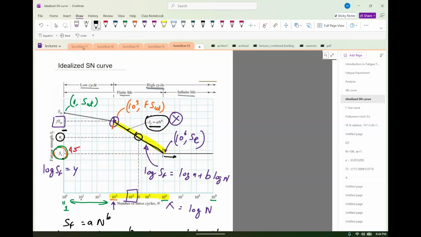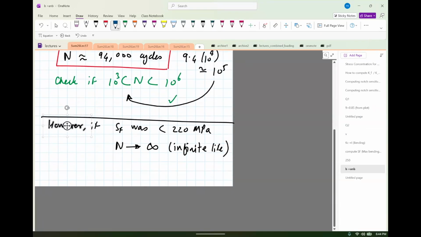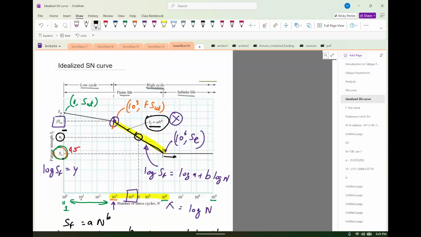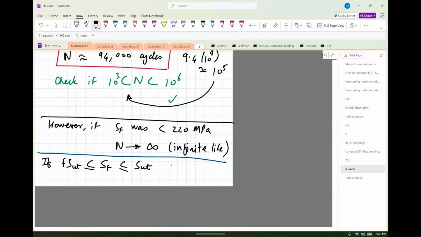So then what I'm going to write here is, this is case one. Another case is if SF was between FSUT and SUT, right? Because that's the band where you have low cycle and finite life. I would just say N is less than 1000 and stop there. I would not ask you to compute the exact value because it's small enough.